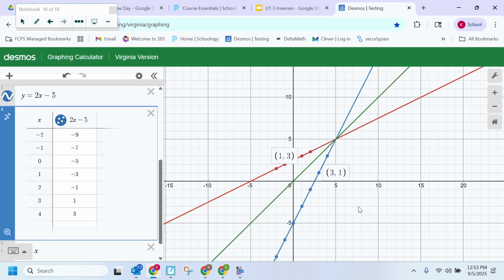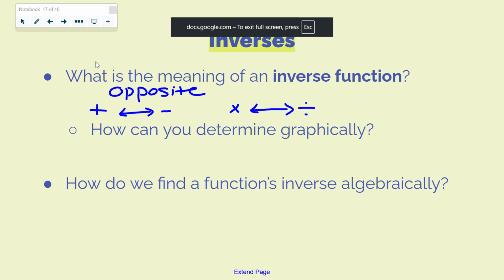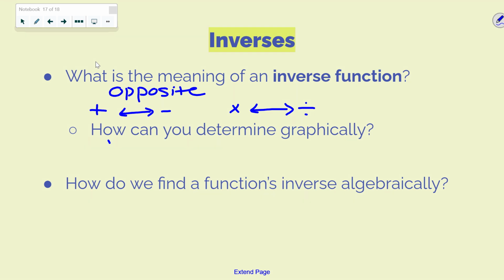So, in order to be an inverse, graphically, you're going to reflect over y equals x, and your x and y values are going to be flipped, opposite, swapped of each other. So, back up here, our inverses need to be opposite. Graphically, it'll reflect over y equals x. And additionally, your x and y will be switched.